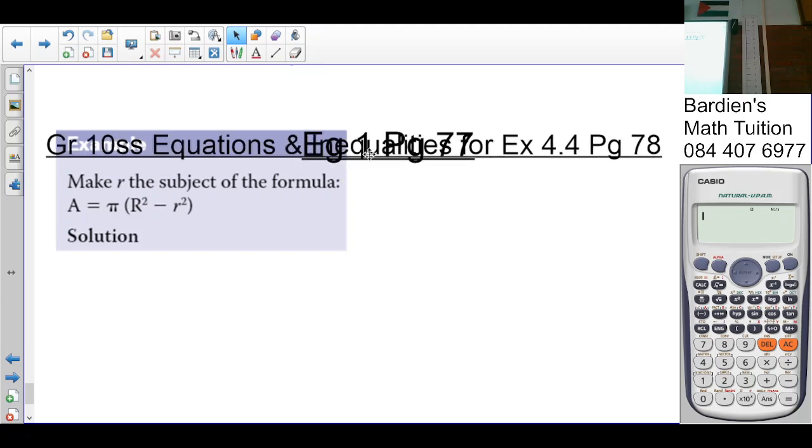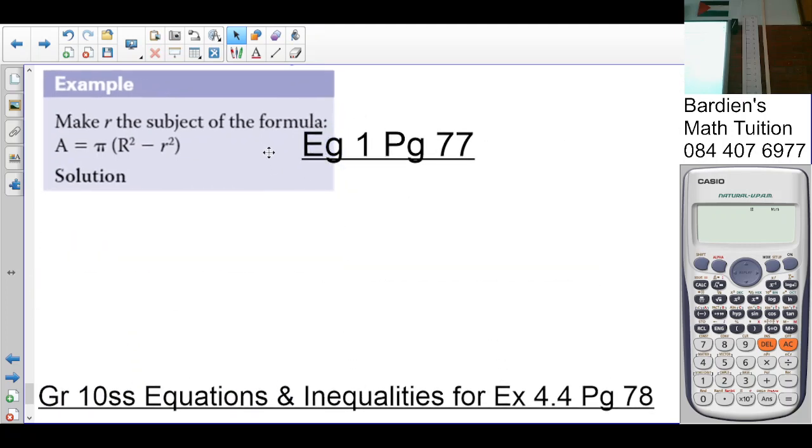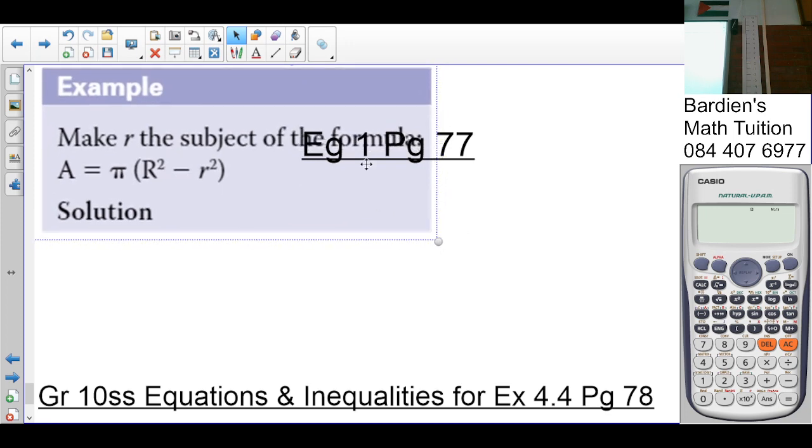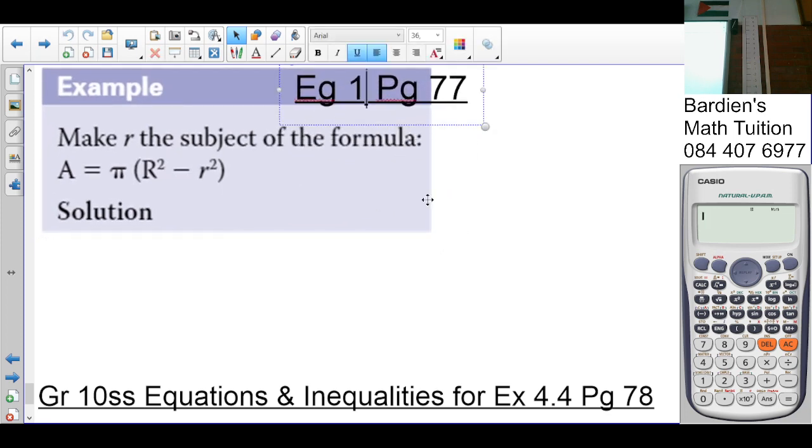This is the second example on page 77. Right. Make R the subject of the formula. There's two R's. So what R do you think they're referring to? Small r, lowercase r. Okay. So what's the first step?